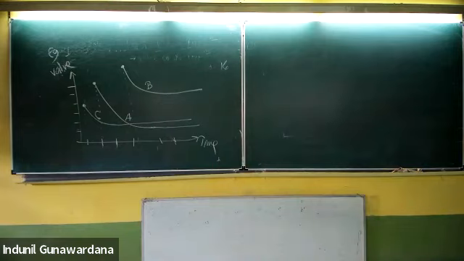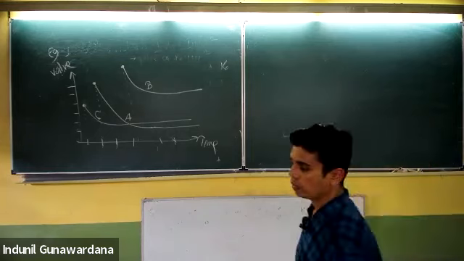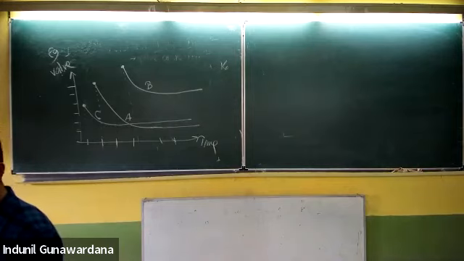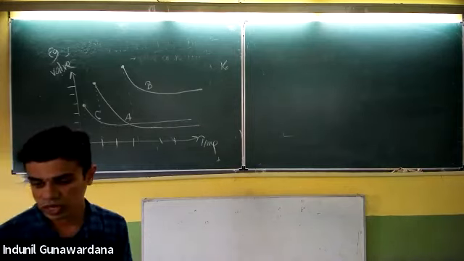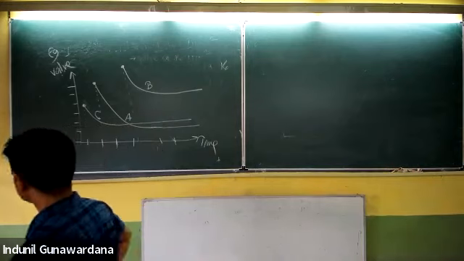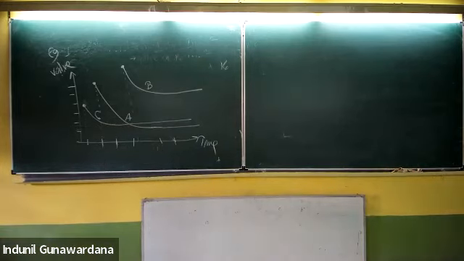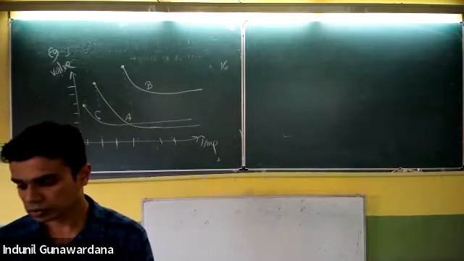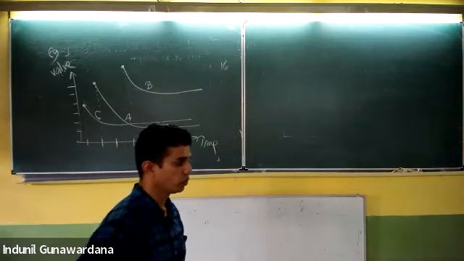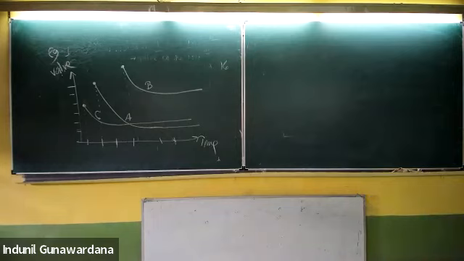Next point. Event C has the lowest value and the lowest demand, while the event B has the highest value and the highest demand.